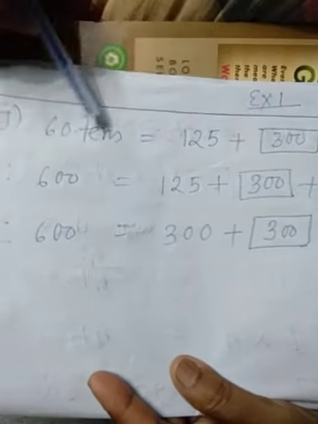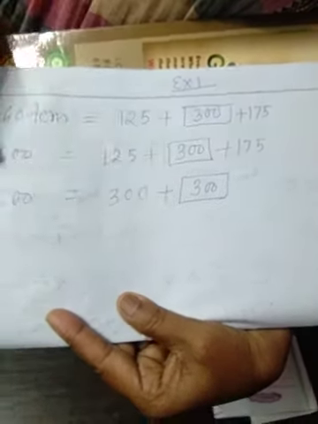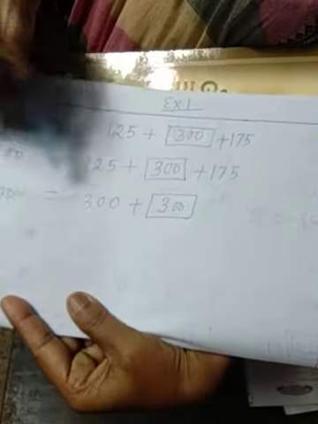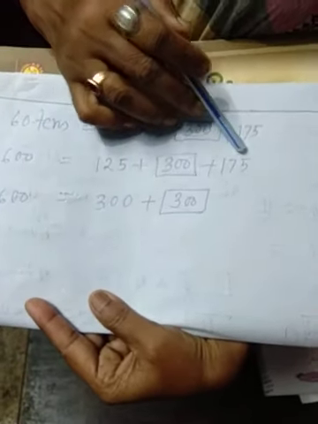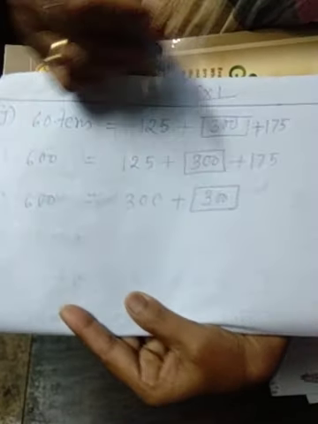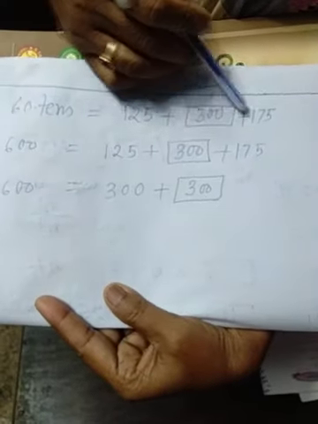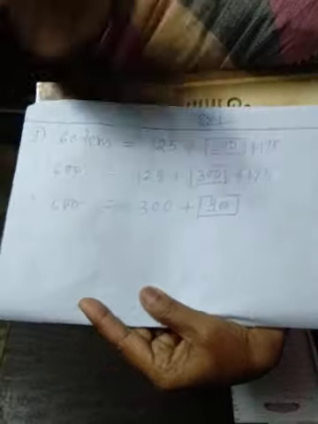J. 60 tens equal to 125 plus box plus 175. 60 tens means 60 into 10, 600. So 600 equal to 125 plus 300 plus 175. 125 plus 175 is 300. So 600 equal to 300 plus 300. Box में 300. So 600 minus 300 equal to 300. Box में 300. Okay. This is chapter 1.